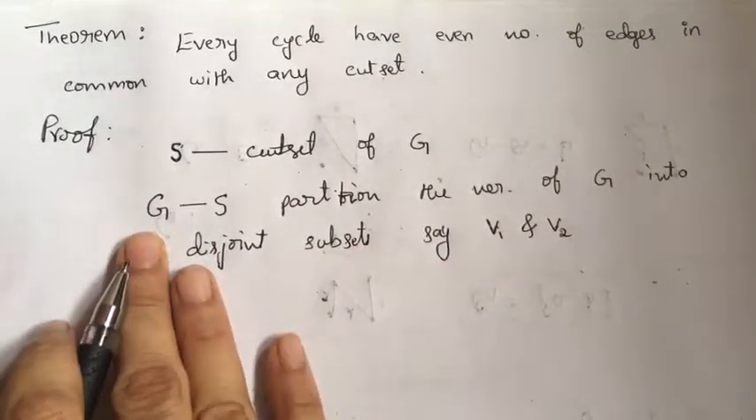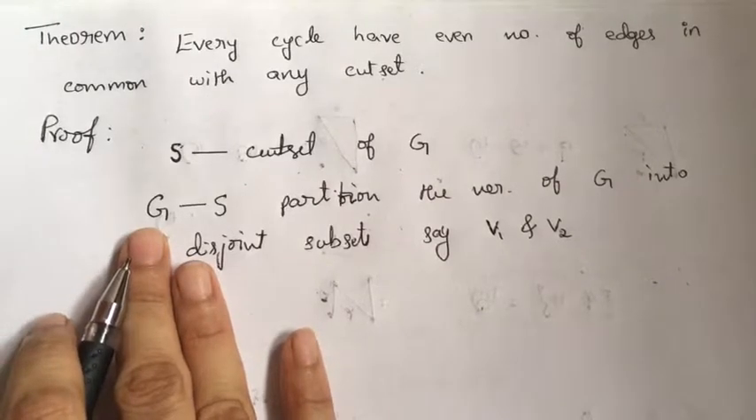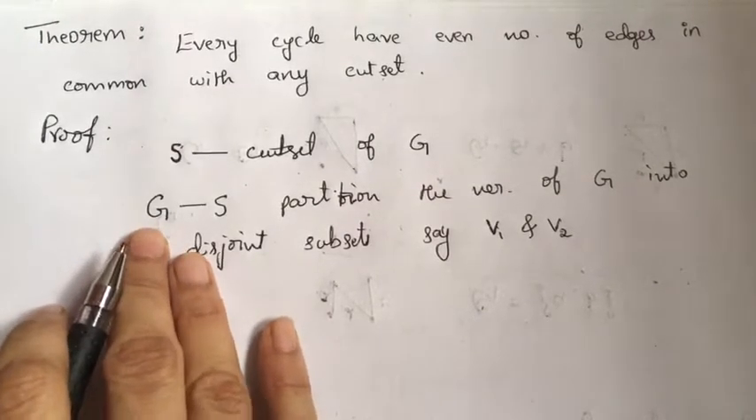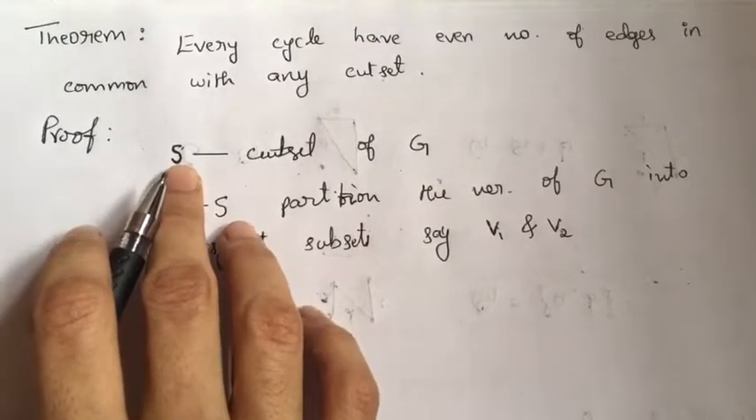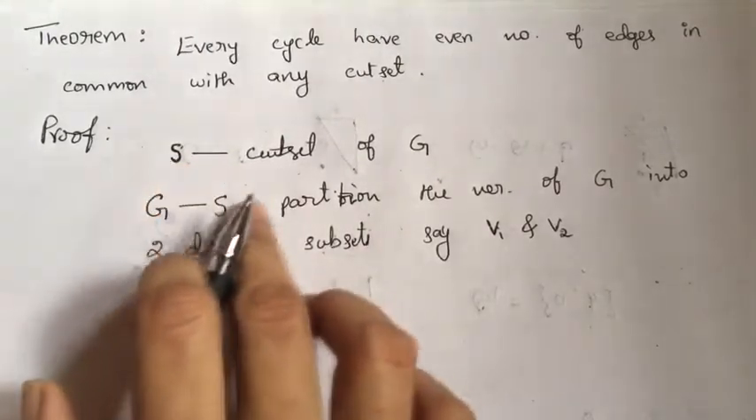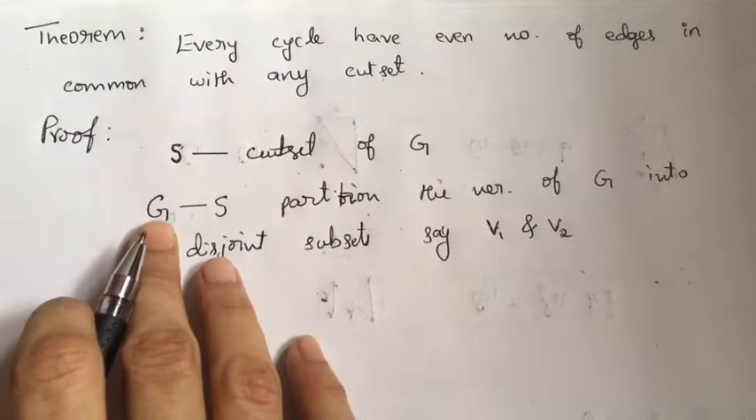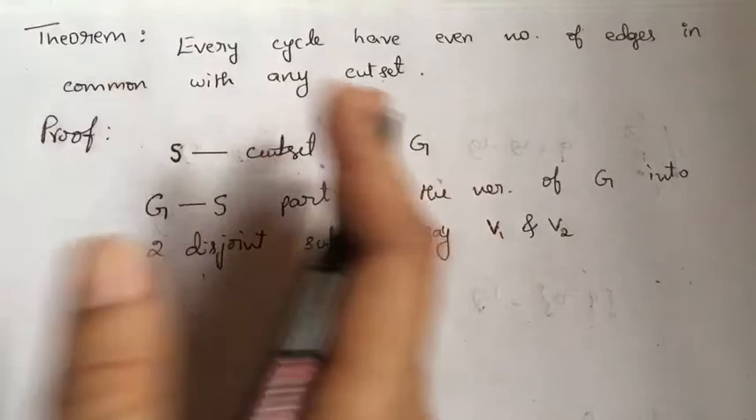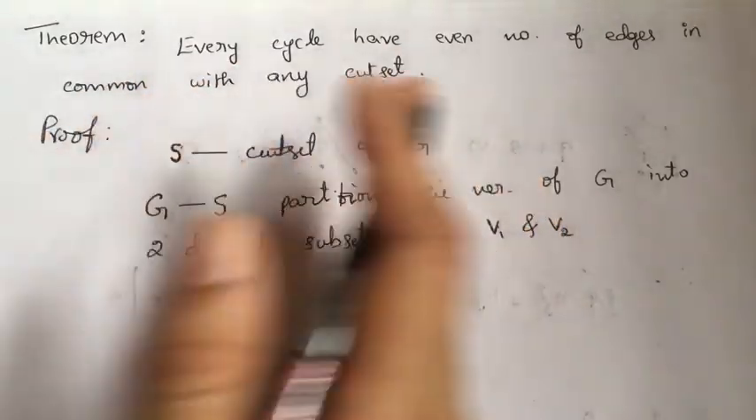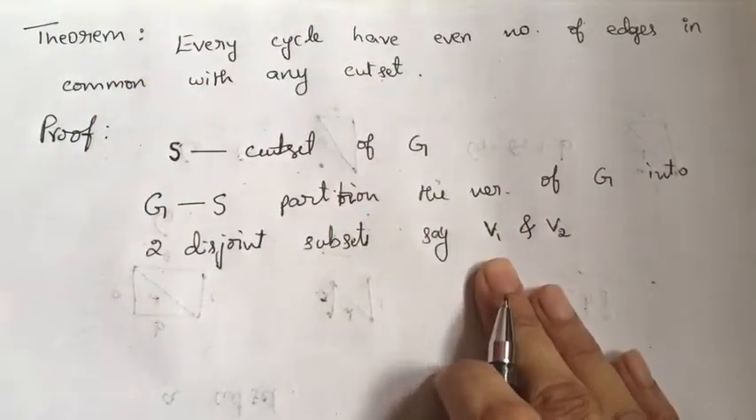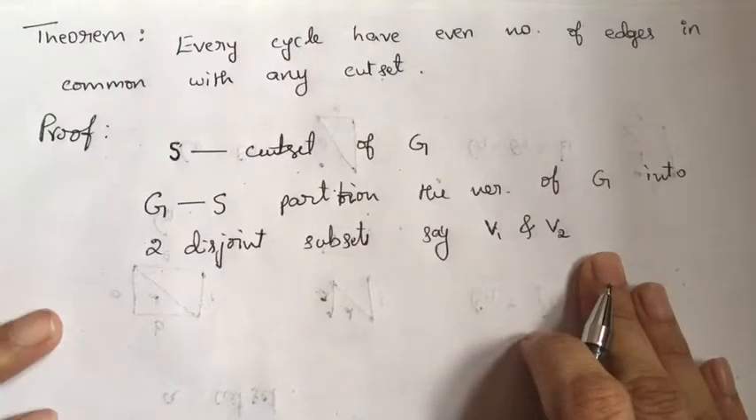Say G is my graph, which has vertex set V, and I'm taking a cut set of G, that is S. If I remove S from G, then the graph will be disconnected and the vertex set is distributed into two sets. Let us take them as V1 and V2.